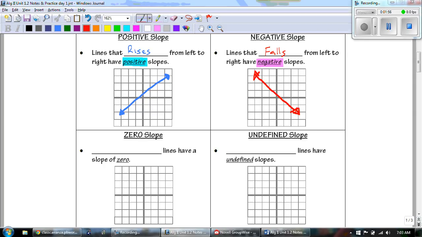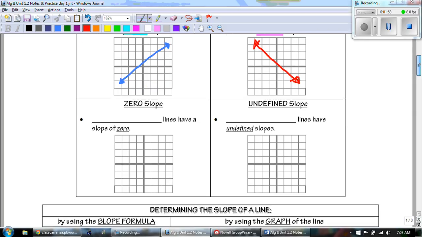Okay, now the two other lines that you will be seeing, a zero slope and an undefined slope. A zero slope, we would say that that is a horizontal line. Those have a zero slope. So horizontal, zero slope, we'll say it's also lazy, it's laying down. I like to think of the H in horizontal is going from left to right.